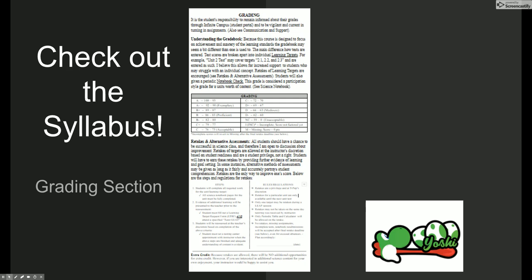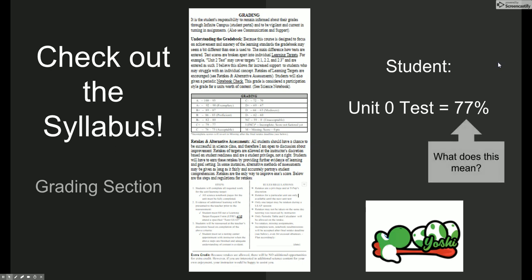I'm going to go over a little bit of that right now, but yesterday you guys took a test and you have some experience now with things in the grade book. So we're going to have a hypothetical here and say, let's say a student got a 77% on the Unit 0 test. Now, a big difference between what you might see in the grade book in a different class and this class is you're not going to see that 77% in the grade book. Instead, we take that 77% and we break it apart. The reason for that is because what does that 77% actually even mean?